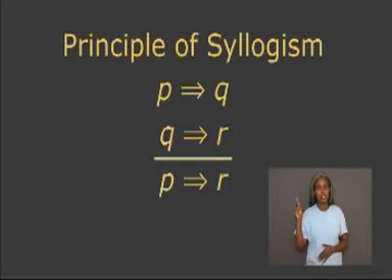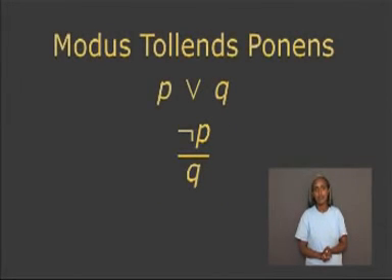This is the principle of syllogism. It is also called the transitive property of implication. The last rule is called the modus tollens ponens. It is also known as the disjunctive syllogism.